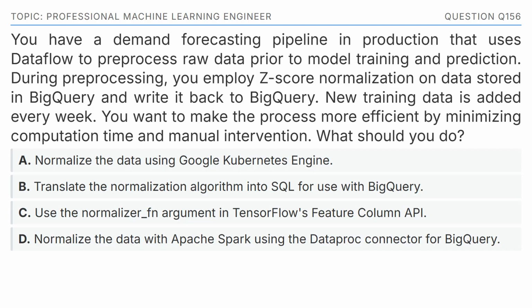What should you do? The options are: Option A, normalize the data using Google Kubernetes Engine. Option B, translate the normalization algorithm into SQL for use with BigQuery. Option C, use the normalizer_fn argument in TensorFlow's feature column API. Option D, normalize the data with Apache Spark using the Dataproc connector for BigQuery.